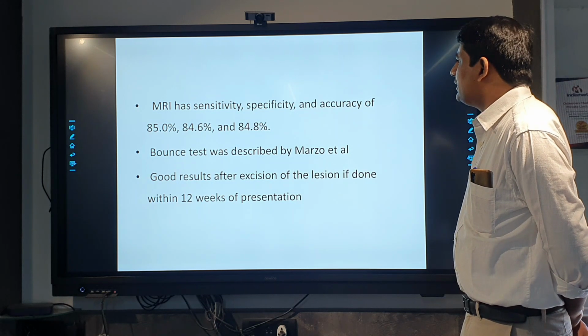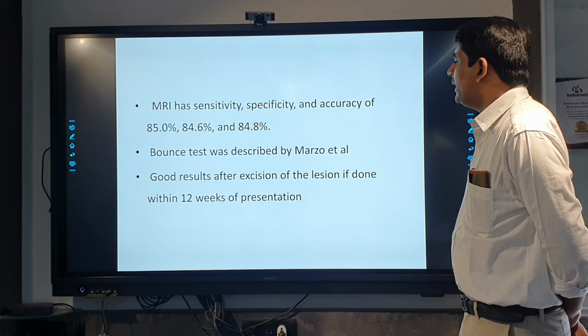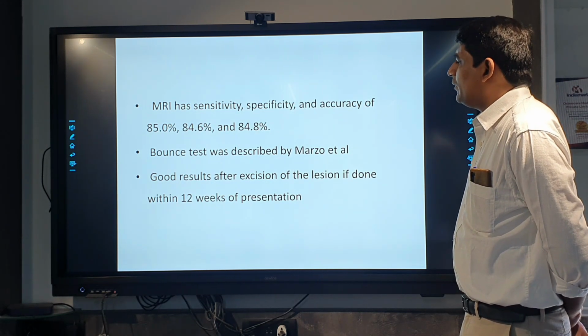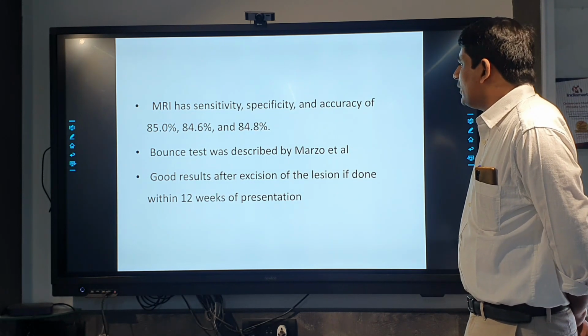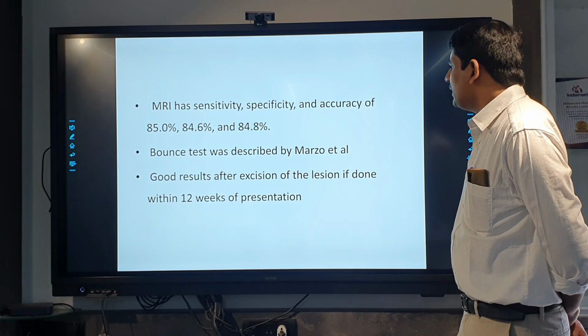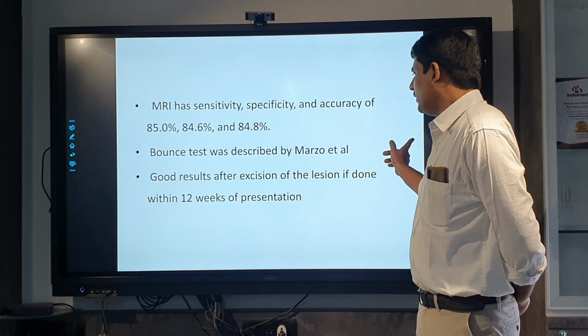MRI has a sensitivity, specificity and accuracy of 85% for the diagnosis of cyclops formation. There were good results after excision of the lesion done within 12 weeks of presentation.